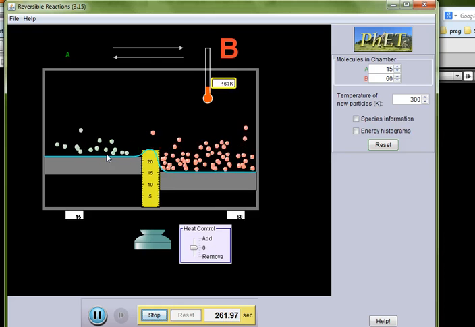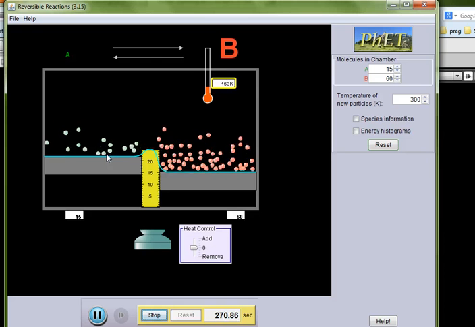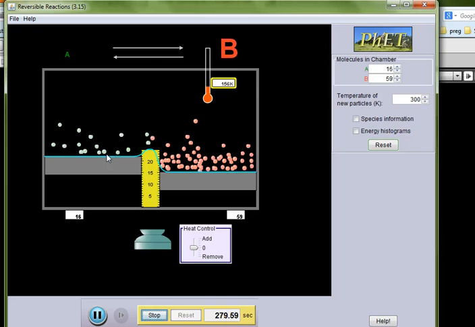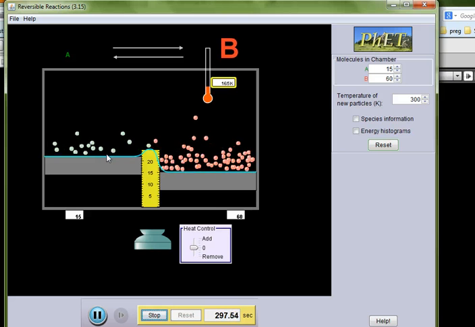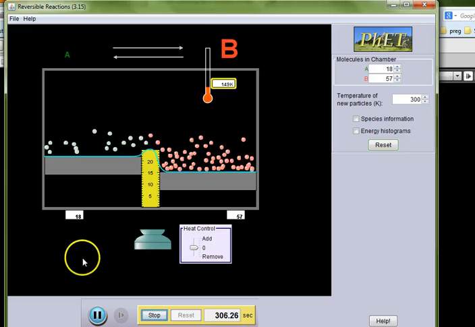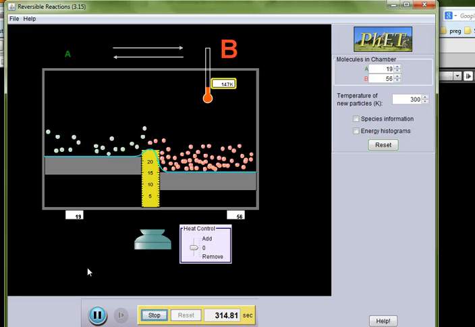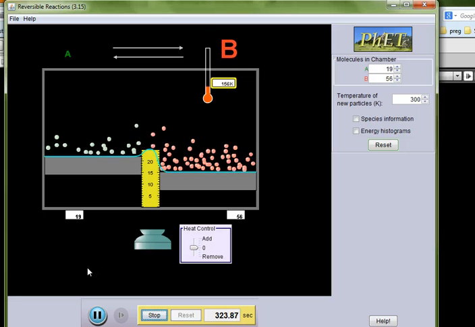Okay, let's see a few more seconds, and it's not actually going very fast. I wish there was a forward button or something.